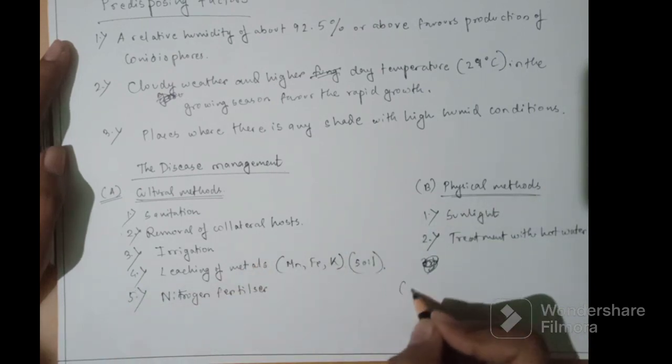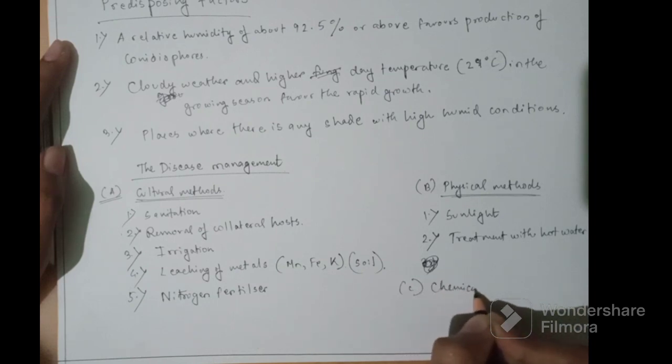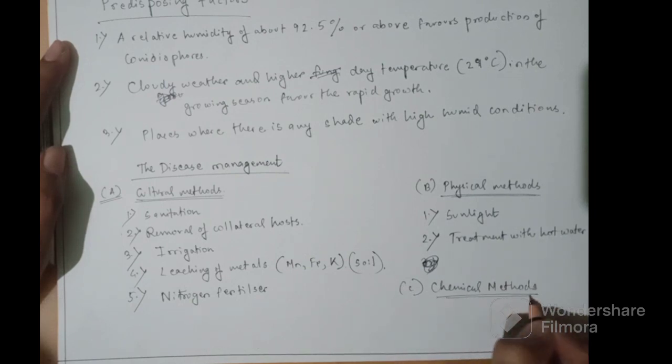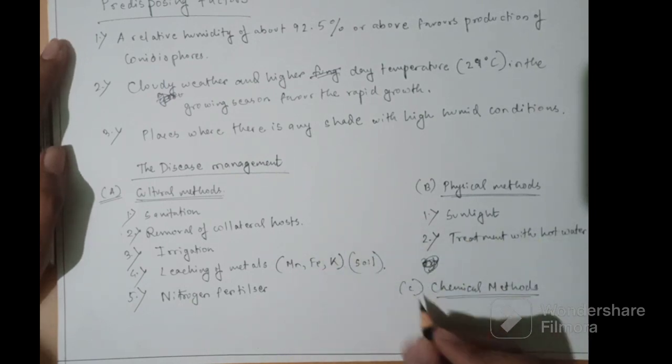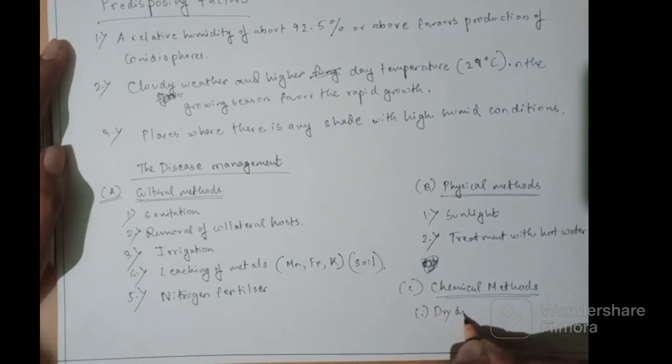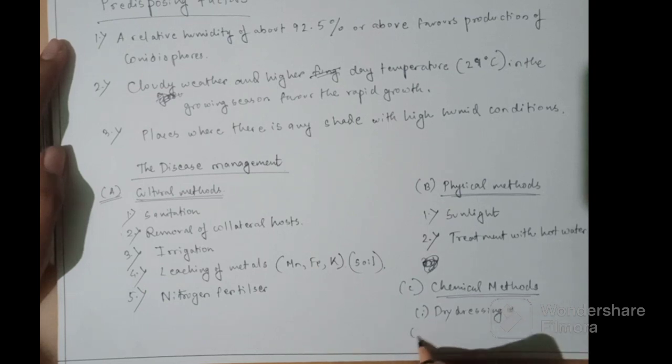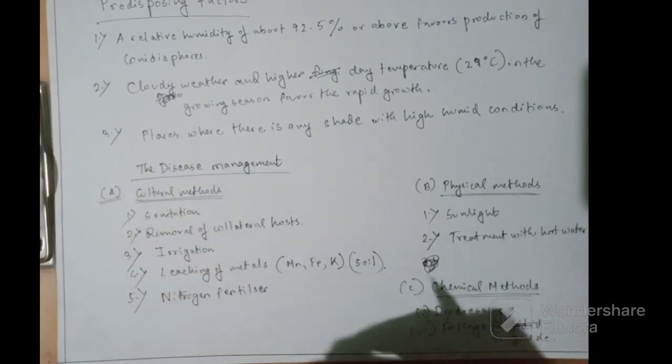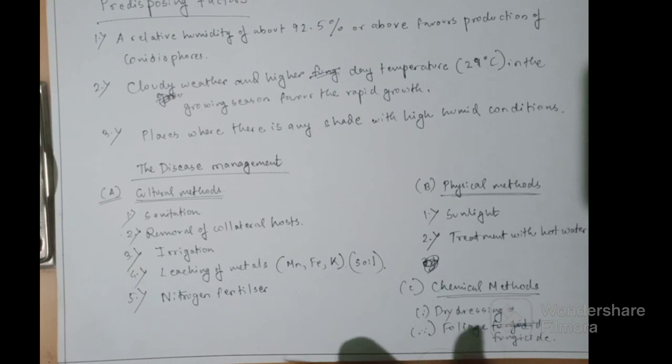And lastly, as I said, chemical methods can be dry dressing of the areas of the infected places of the plant, and foliage treatment. Foliar fungicides can be spread on the leaves. So these are the methods which we can use for treatment of the disease.